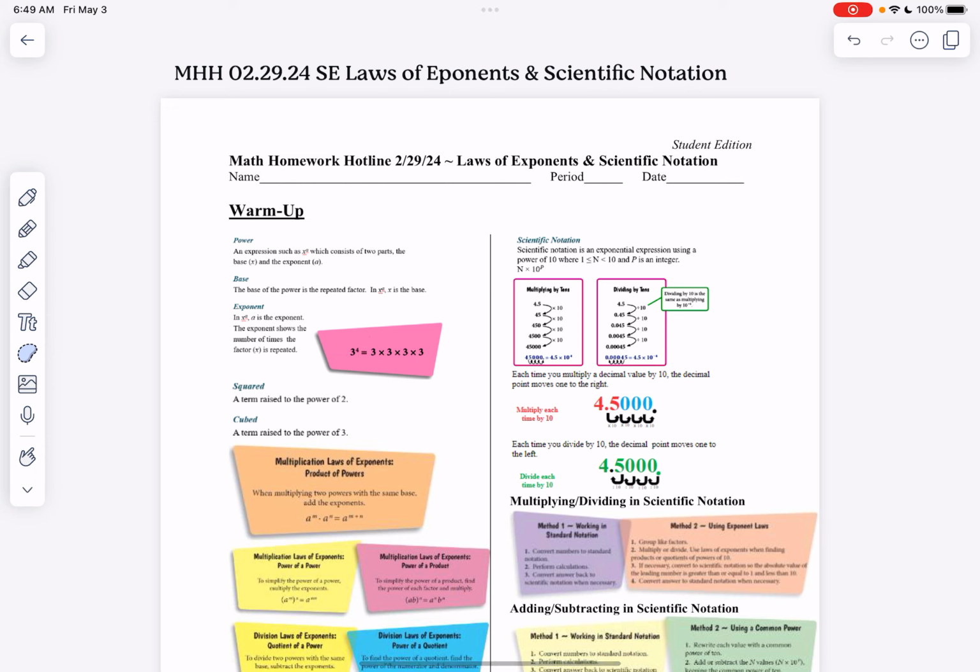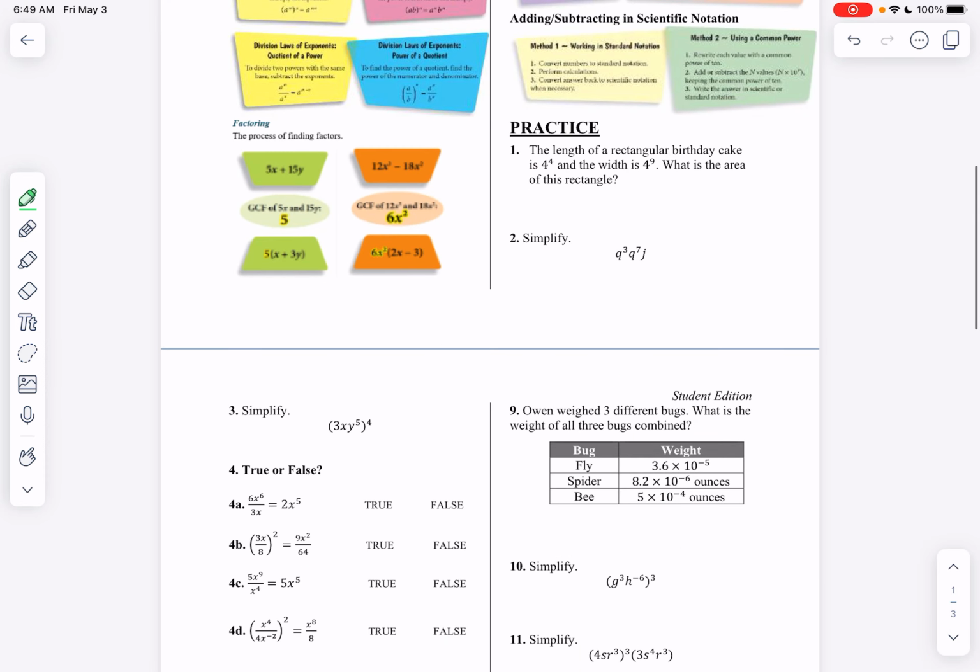Hello people, I'm back at it again with another unit review, this time laws of exponents and scientific notation. I am going to try to make this as short as possible, so we're going to get right into it.